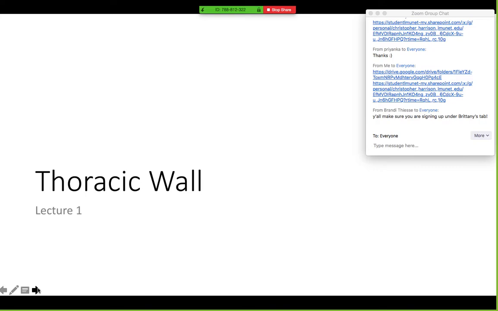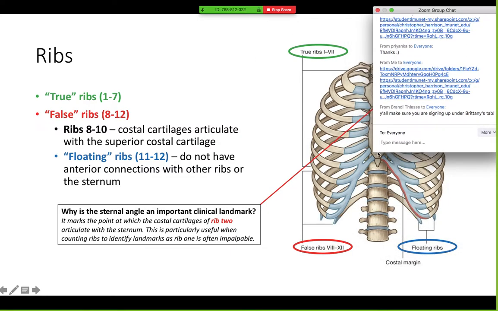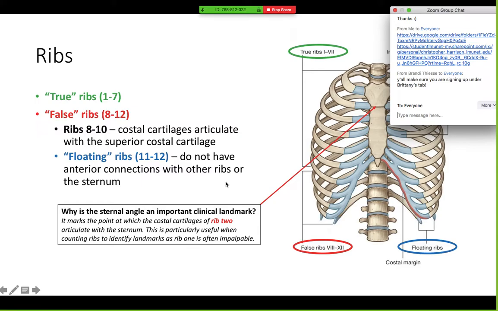Most of the content, if you've been in my sessions in the past, is a repeat of stuff that you've already seen. But since you've had histo and MFM and all that, I'm just going to refresh everything and try to bring it back. Okay, so we'll start again with the first lecture, which was the thoracic wall. Feel free to unmute yourself and ask the question or type it in the chat box. Either way is fine with me.